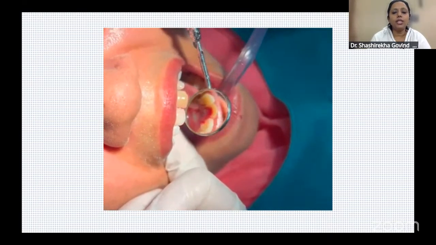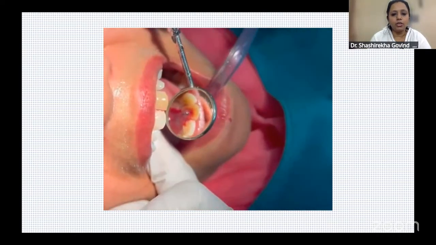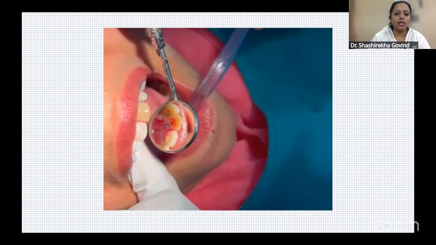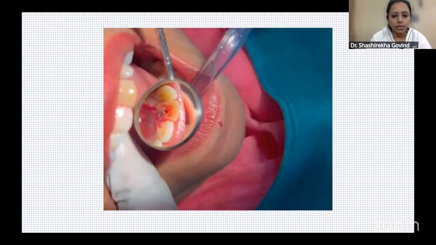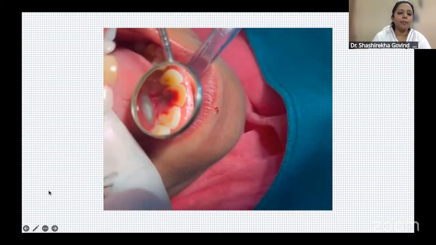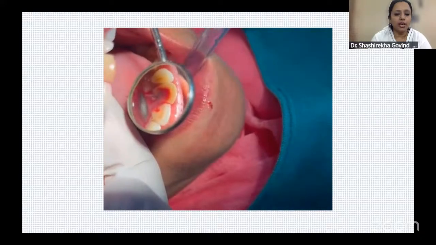So in this way, if you do it within 2 sittings, probably the entire pus drainage will be stopped, and you can go ahead with your regular root canal treatment by giving an interval of calcium hydroxide and chlorhexidine combination intracanal medicament.